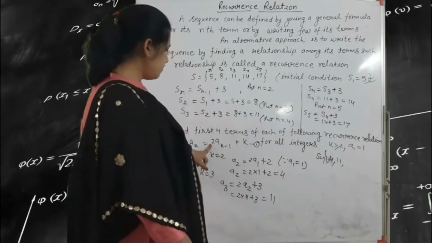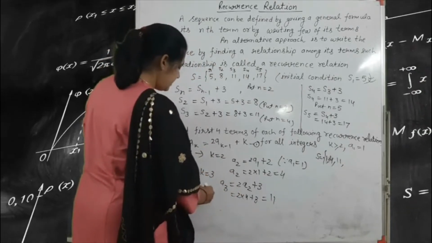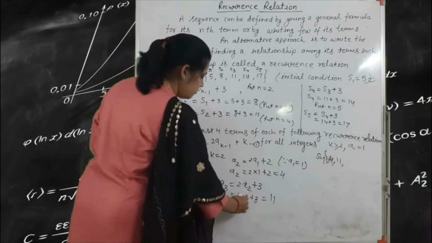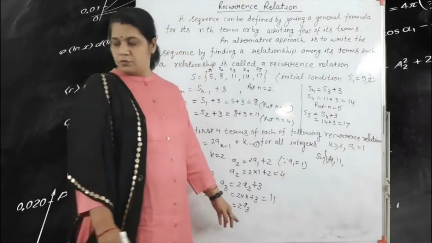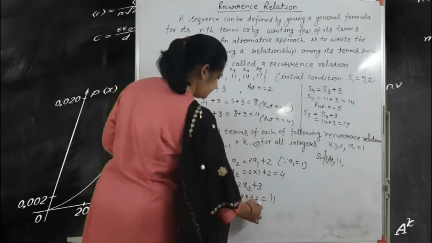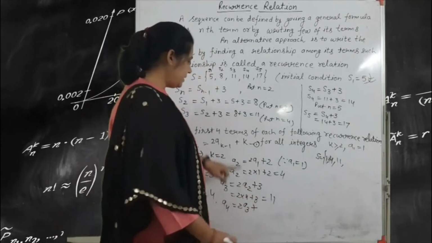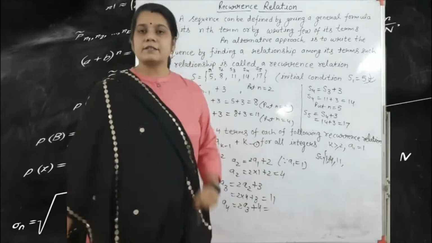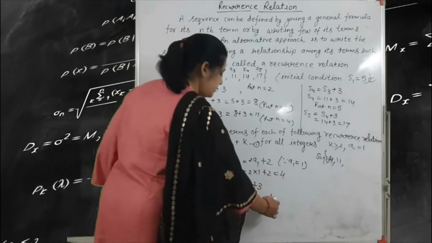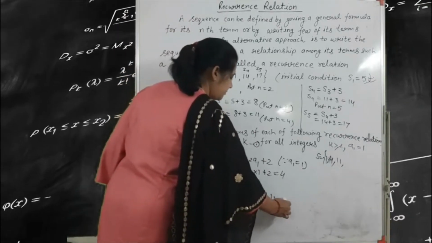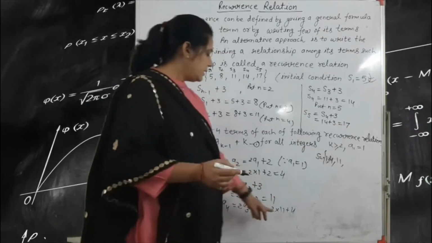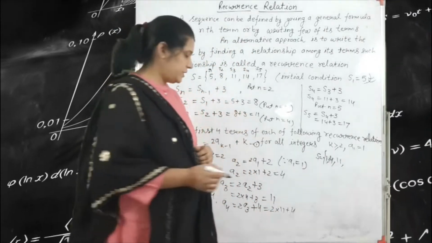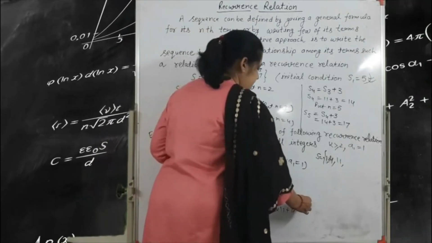Okay, next we put k = 4. So a_4 = 2a_3 + 4, and a_3 is equal to 11. So here we write 2 × 11 + 4, that means 22 + 4, that means 26. So here we get 26.